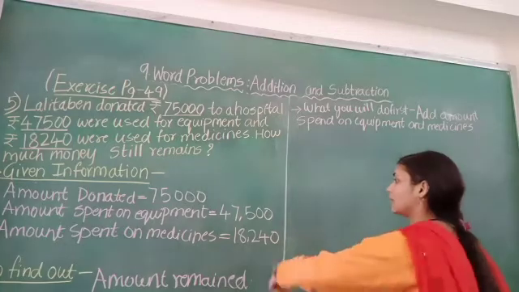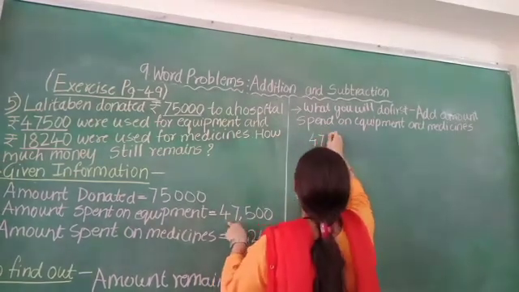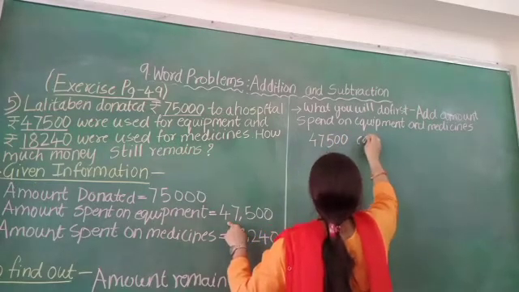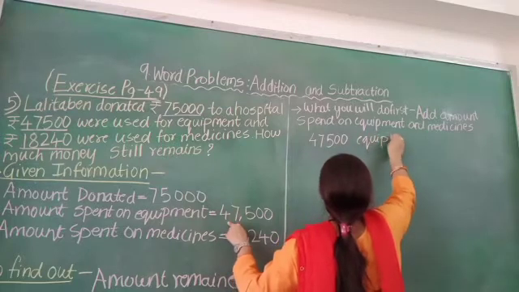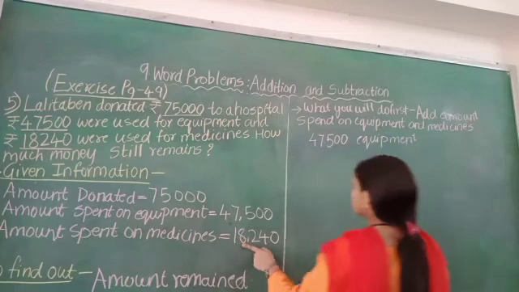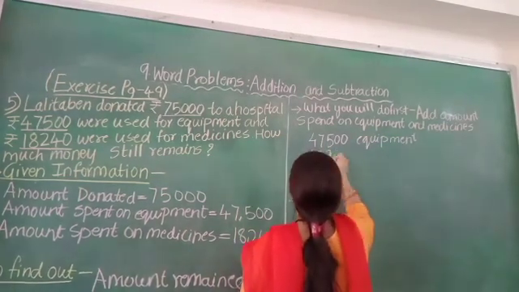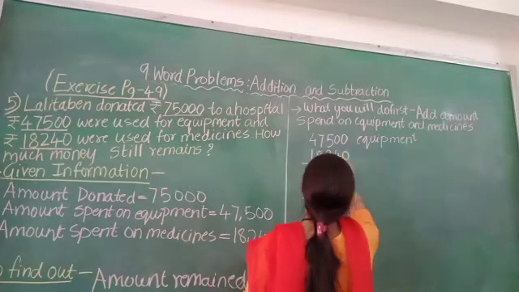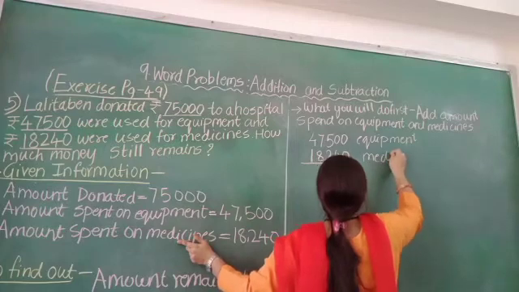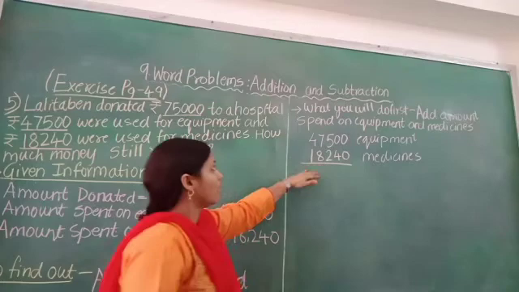What is the amount spent on equipment? 47,500 is the amount spent on equipment and 18,240 is the amount spent on medicines. We will add both the amounts.